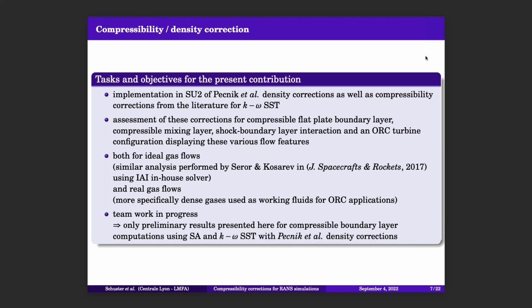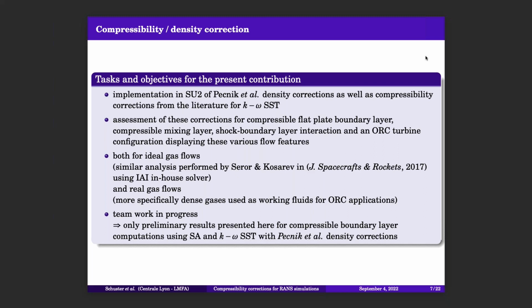So, of course, boundary layer, but also mixing layer, shock boundary layer interactions, such as the nice results that we've seen in the previous talk, and eventually turbine configuration, typically an ORC turbine configuration in our case, which displays these various flow features. So our objective is to perform this analysis both for ideal gas flows, and when you look at Spalart-Allmaras model, for instance, you have similar work which was performed by Sherer and Kosarev in 2017, and of course also real gas flows, and more specifically dense gases.